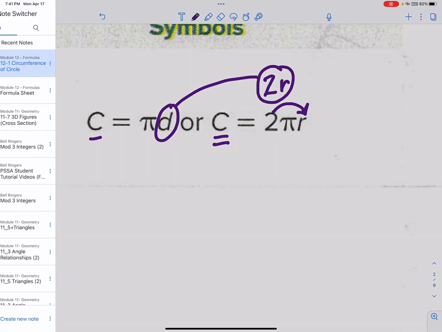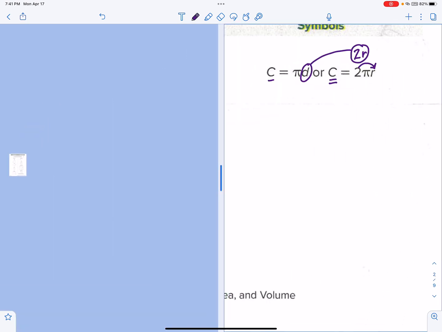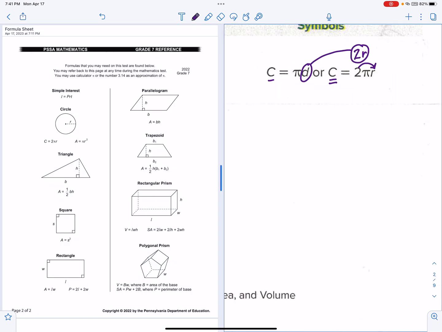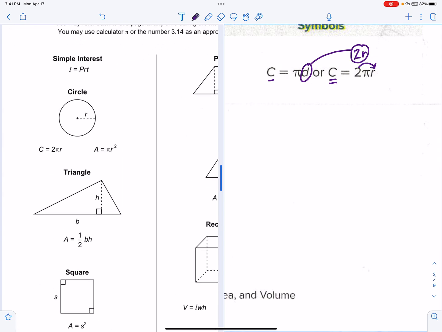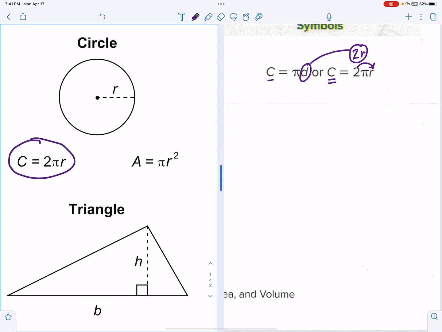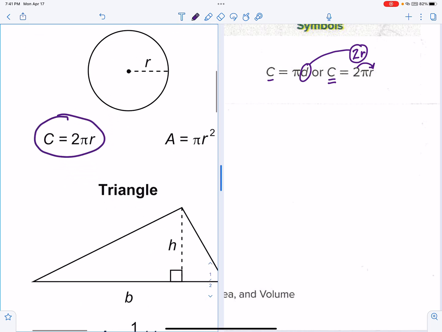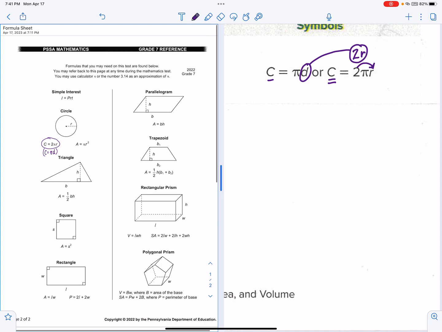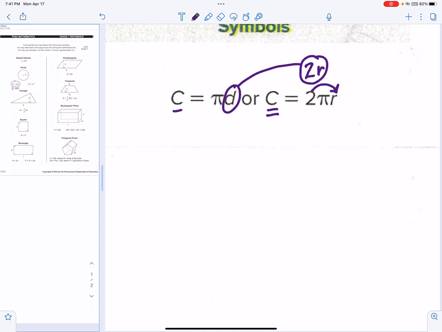Now, you don't have to remember that, because right here is your formula chart. You're going to want to have that handy, and you can see right here they have the circumference of a circle is 2 pi r, which is what you'll be able to use. You can remember, though, pi d is the same thing. So when you get your formula sheet for the PSSA, right away, if you want to write C equals pi times d, you could do that as well. Both of those are valid ways of finding the circumference or the perimeter of a circle.